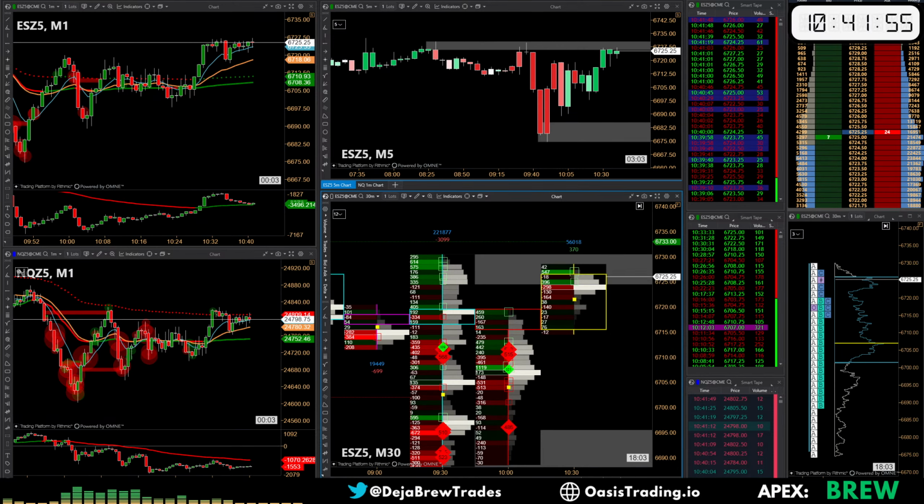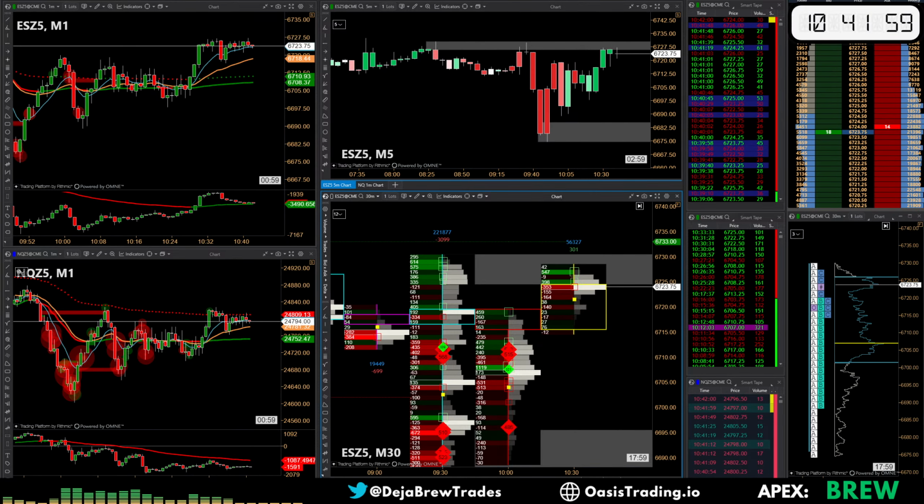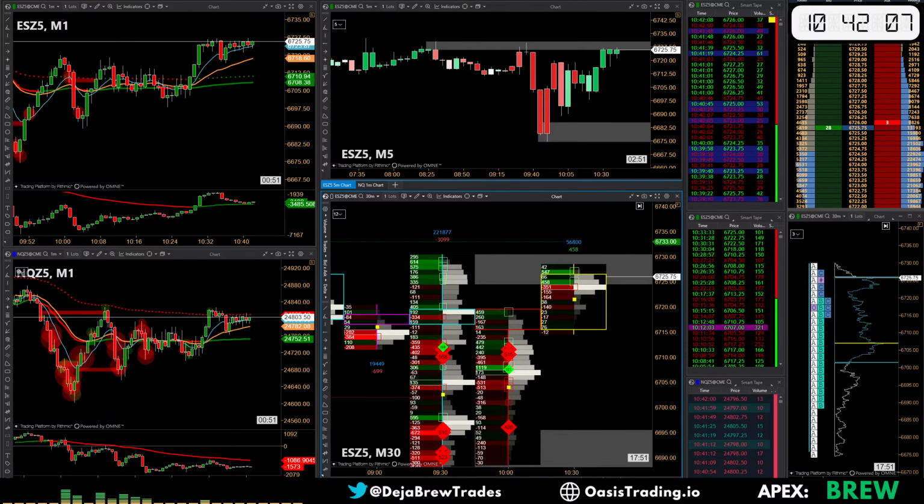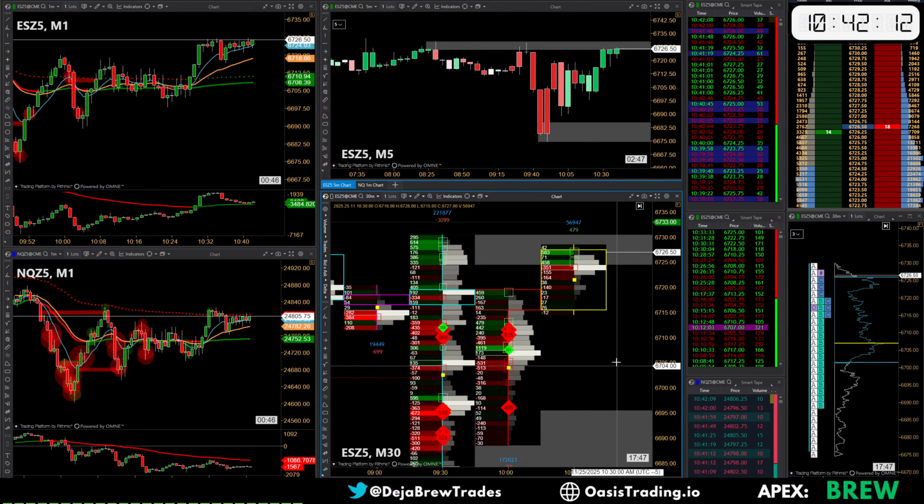Well, you can't say it's absorption because it's in the middle of the range, right? If absorption happens, it's almost always on the high of a candle, low of a candle, high of day, low of day, whatever. Because if it's in the middle, one side is getting what they want, so the likelihood of it being absorbed is lower.